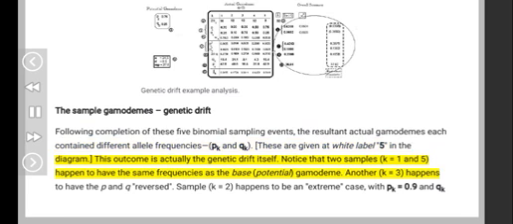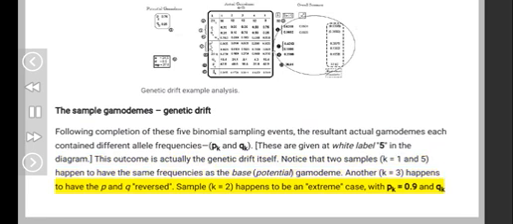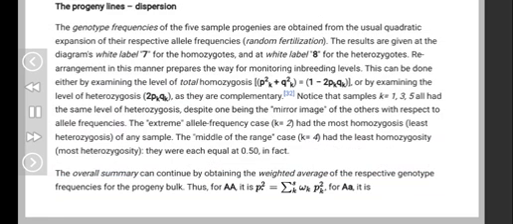Notice that two samples, K equals 1 and 5, happen to have the same frequencies as the base potential gametome. Another, K equals 3, happens to have the P and Q reversed. Sample K equals 2 happens to be an extreme case, with pK equals 0.9 and qK equals 0.1, while the remaining sample K equals 4 is middle of the range in its allele frequencies. All of these results have arisen only by chance through binomial sampling. Having occurred, however, they set in place all the downstream properties of the progenies.